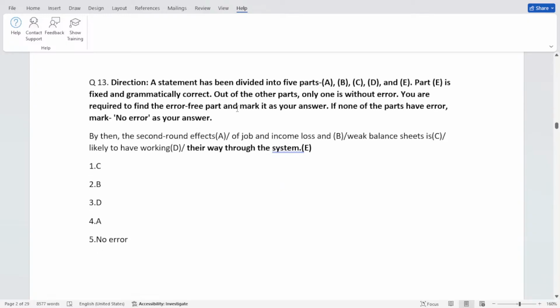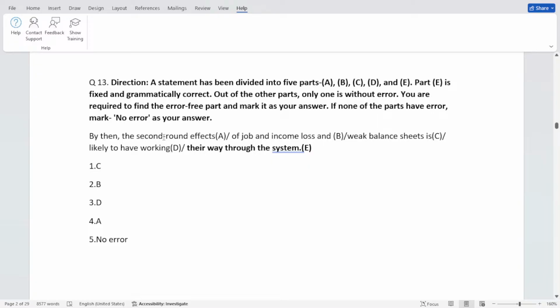This is a different type of question. A statement has been divided into 5 parts A, B, C, D, E. Part E is fixed and grammatically correct. Out of the other parts, only one is without error. You are required to find the error-free part and mark it as your answer. If none of the parts have error, mark no error as your answer. So let us see.